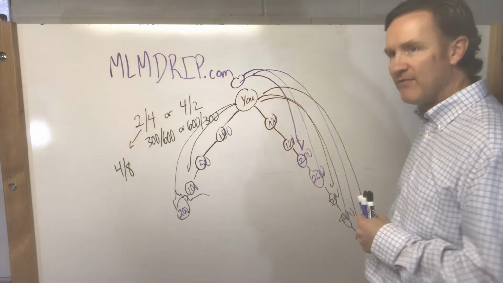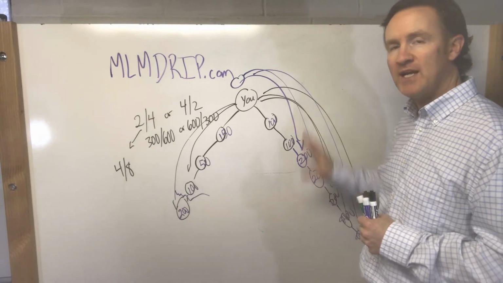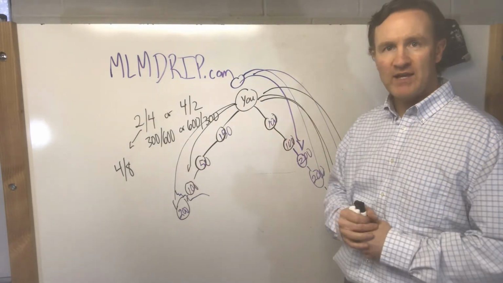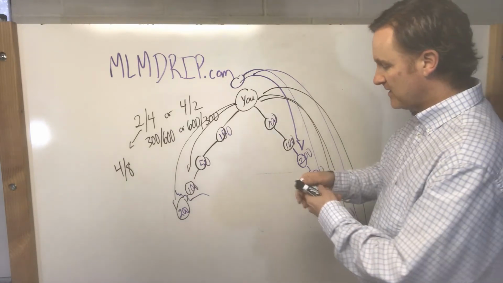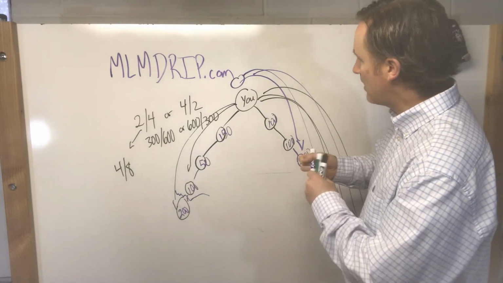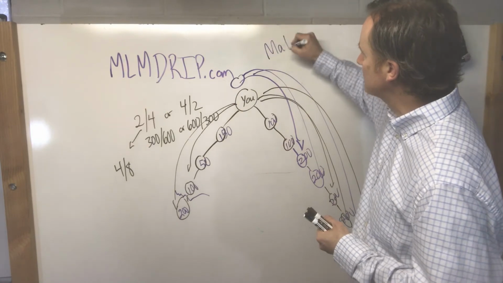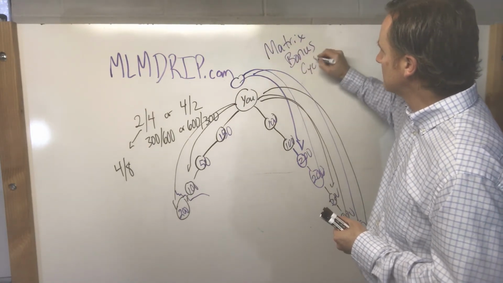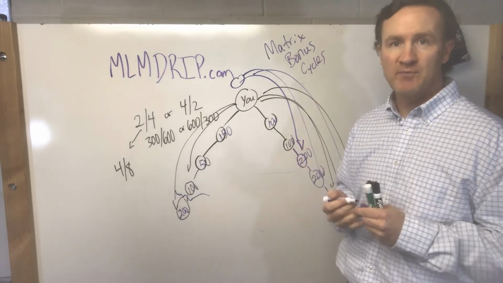But it doesn't matter if I have thousands or hundreds of thousands on one side. If I don't start building the other side, it's never going to work. So hopefully you found some value in explaining, for example, matrix cycles. We'll call this matrix cycles or binary matrix cycles, or matrix bonus cycles. Okay, and that's where you're going to earn some commissions.